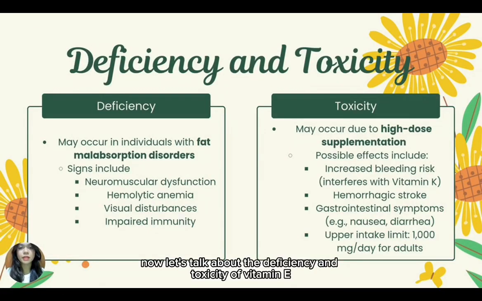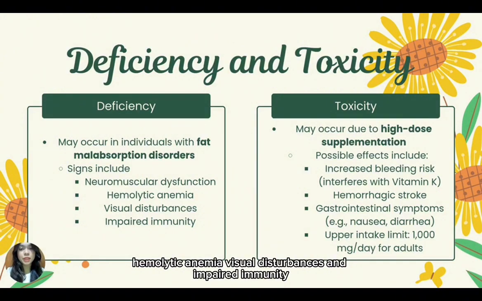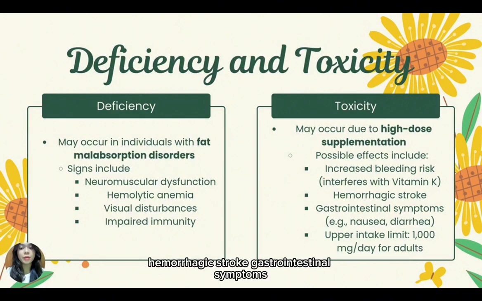Now let's talk about the deficiency and toxicity of vitamin E. The deficiency of vitamin E may occur in individuals with fat malabsorption disorders. Signs include neuromuscular dysfunction, hemolytic anemia, visual disturbances, and impaired immunity. Toxicity of vitamin E may occur due to high dose supplementation. Effects include increased bleeding risks, hemorrhagic stroke, and gastrointestinal symptoms, with an upper intake limit of 1,000 milligrams a day for adults.